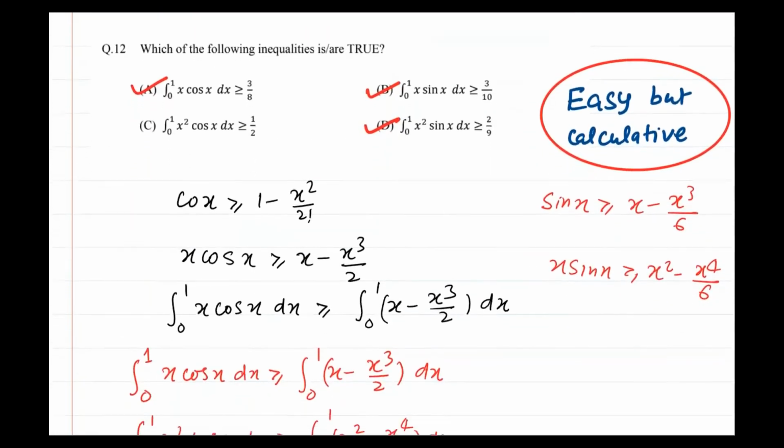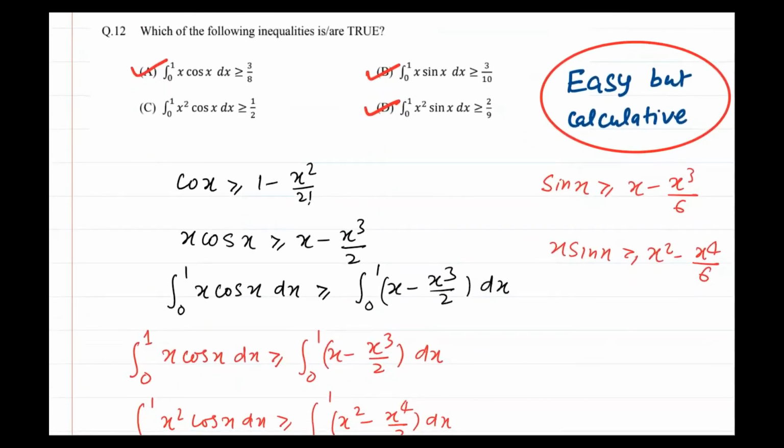Now, question number 12. This question is simple, but it is a lengthy calculation problem. We have the integral from 0 to 1 of x cos x. So we know the expansion of cos x and sin x. Cos x must be greater than 1 minus x square by 2, so we'll use this expansion.